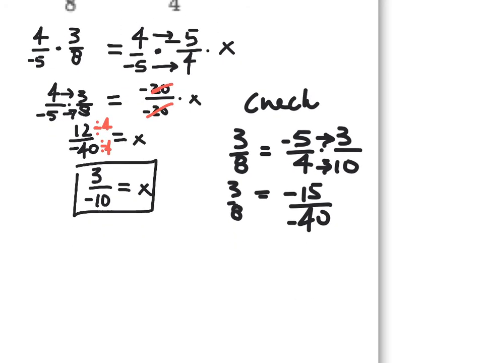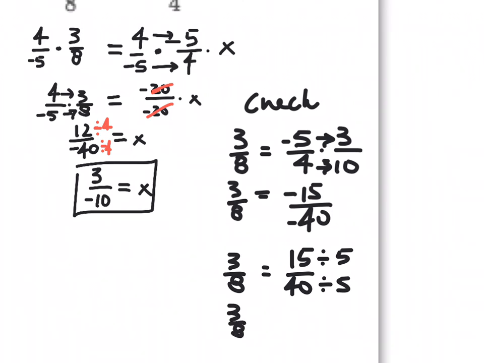First things first, a negative divided by a negative is going to give me a positive, so we end up getting 3/8 is equal to 15/40. I'm going to divide each of these by 5 on the right side, and so we get 3/8 is equal to 15 divided by 5 is 3, 40 divided by 5 is 8, so 3/8 is equal to 3/8. This is true, therefore that's my solution.